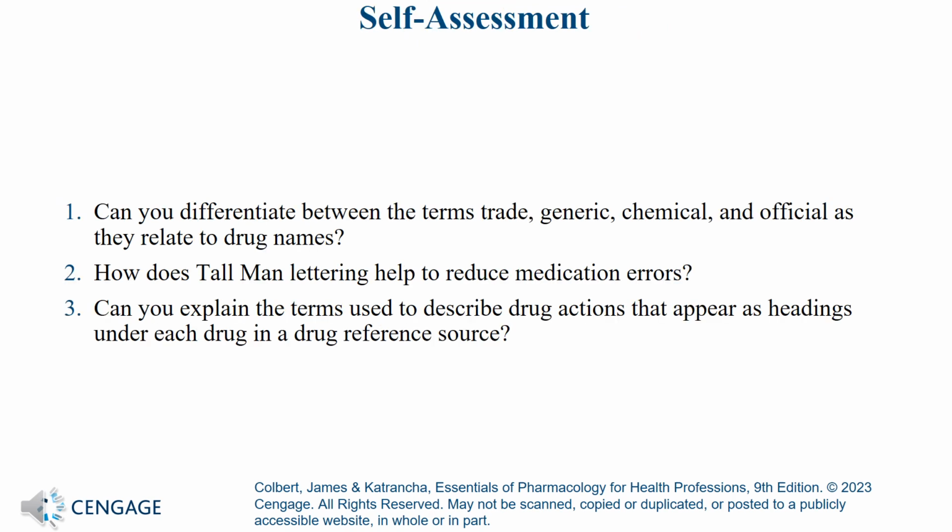This is the end of the lecture. Let's take a look at the self-assessment. What are some things that can be done on your part? Ask yourself, can you differentiate between the terms trade, generic, chemical, and official as they relate to drug names? How does Tallman lettering help to reduce medication errors? Can you explain the terms used to describe drug actions that appear as headings under each drug in a drug reference source?